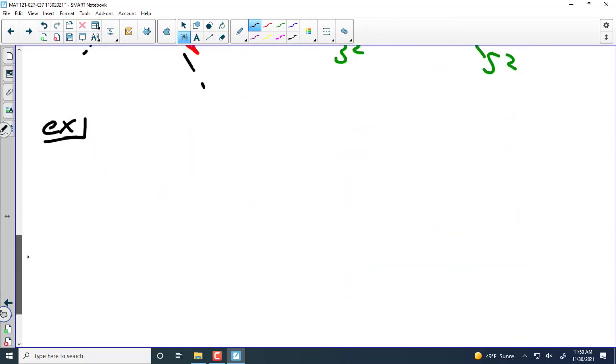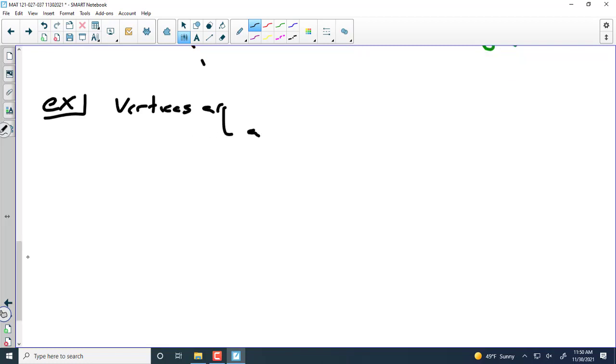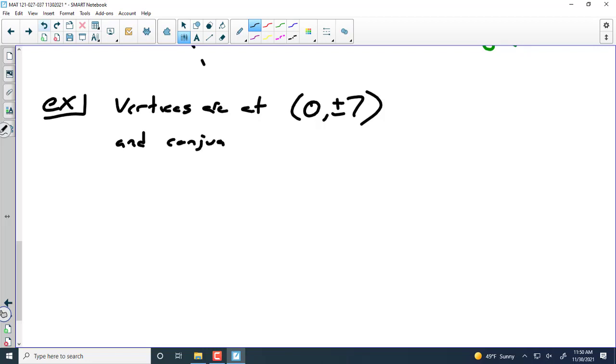So we're going to say vertices are at 0 plus or minus 7, and conjugate axis is 20 units long.